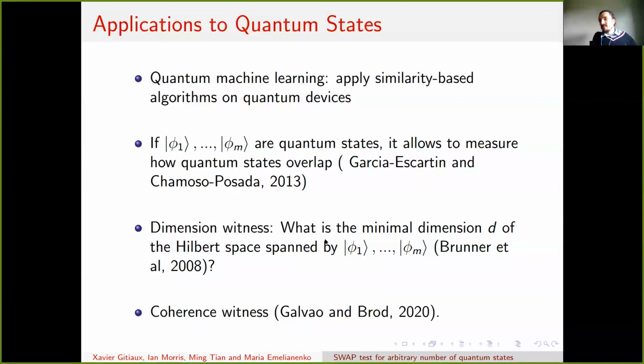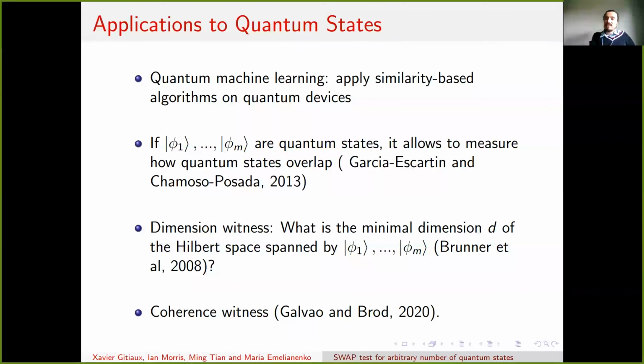There is also this idea of dimension witness. You give me m quantum vectors, and I want to know what is the dimension of the space they span, because obviously it doesn't have to be of dimension n, it could be much smaller than that. And I would like to know what the smaller number is. That's actually not a trivial thing to do. And to do that, you can also use the overlap between these vectors. There was a paper that gives some theory about this.